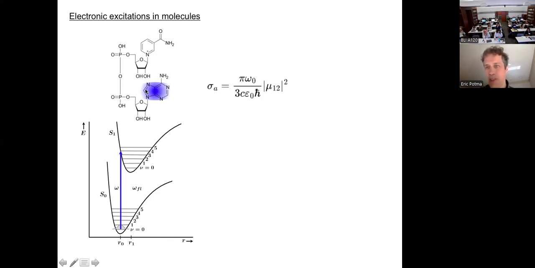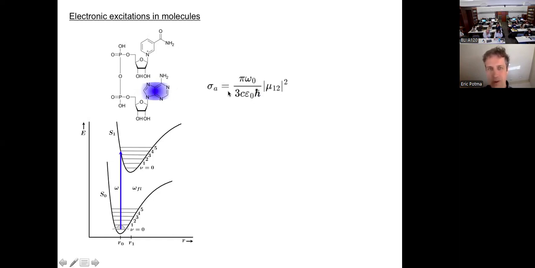So another way to think about it, if you move this thing back and forth, you create an oscillating dipole that's actually a transition dipole. And that is this thing right here. Mu12 is simply the transition dipole that you create. And so the sigma is just proportional to the square of that with a bunch of natural constants.